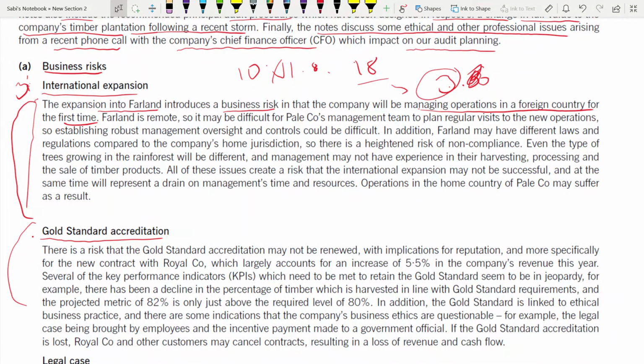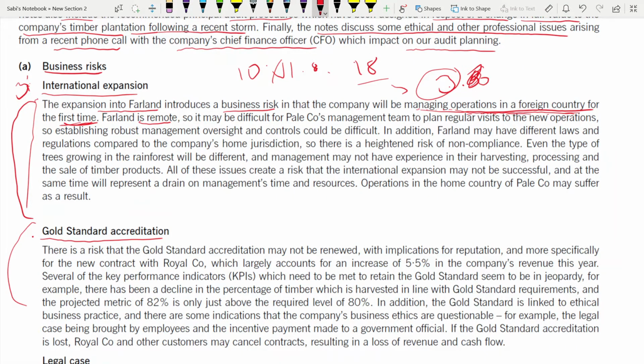Another thing is, Farland is remote. So it's like one issue you're given from the case study and then you're building upon it. What did they tell in the case study? They only told that the company is going to manage operations in a foreign country, and that they're going to expand into Farland. Now you have linked this as a risk because it's the first time. This is what you have to do. Take one point from the case study and extend that line with reasons for why it's a risk. Even for audit risk, any type of risk, this is how you build up sentences. Take one point from the case study, build it up, extend that line with reasons that this is why it's a business risk.